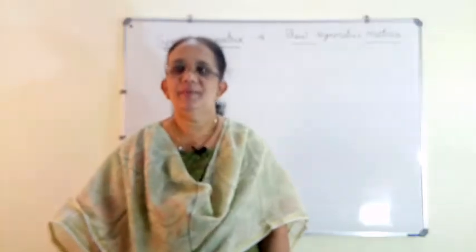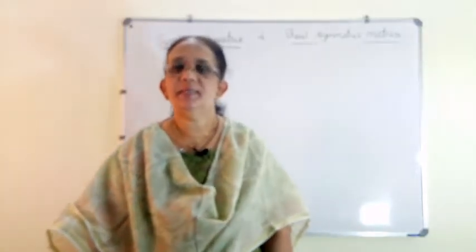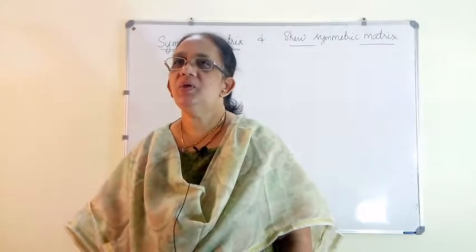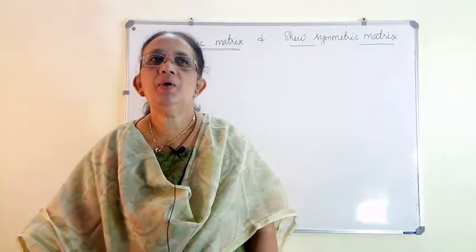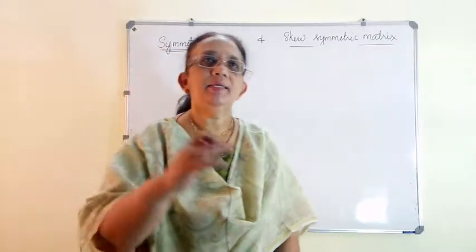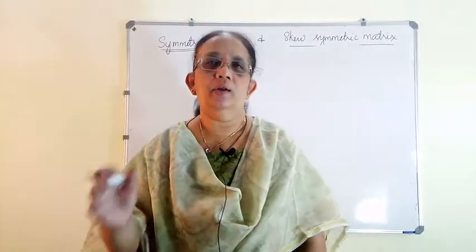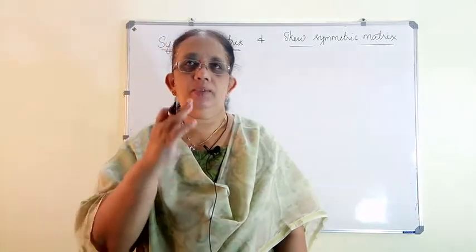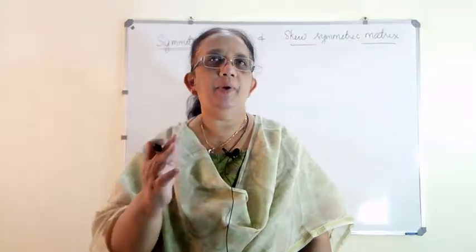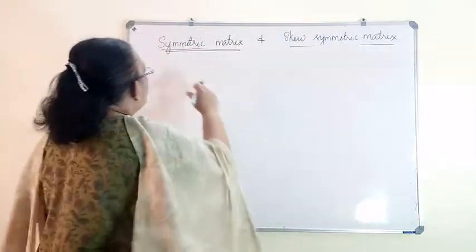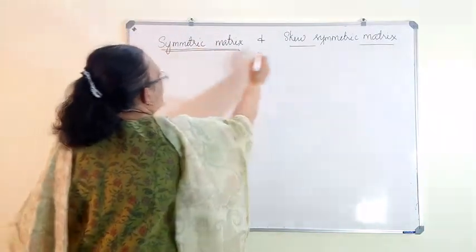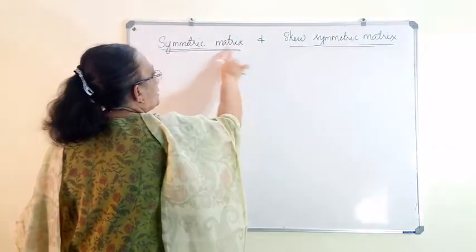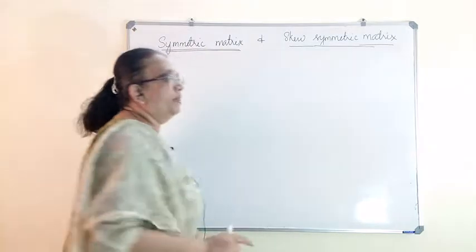Good morning, dear students. Last class we discussed the transpose of a matrix. What is the transpose of a matrix? The transpose of a matrix is obtained by interchanging rows and columns. That is, rows become the columns and columns become the rows. Now, using this property, we are going to explain two new concepts, symmetric matrix and skew symmetric matrix.